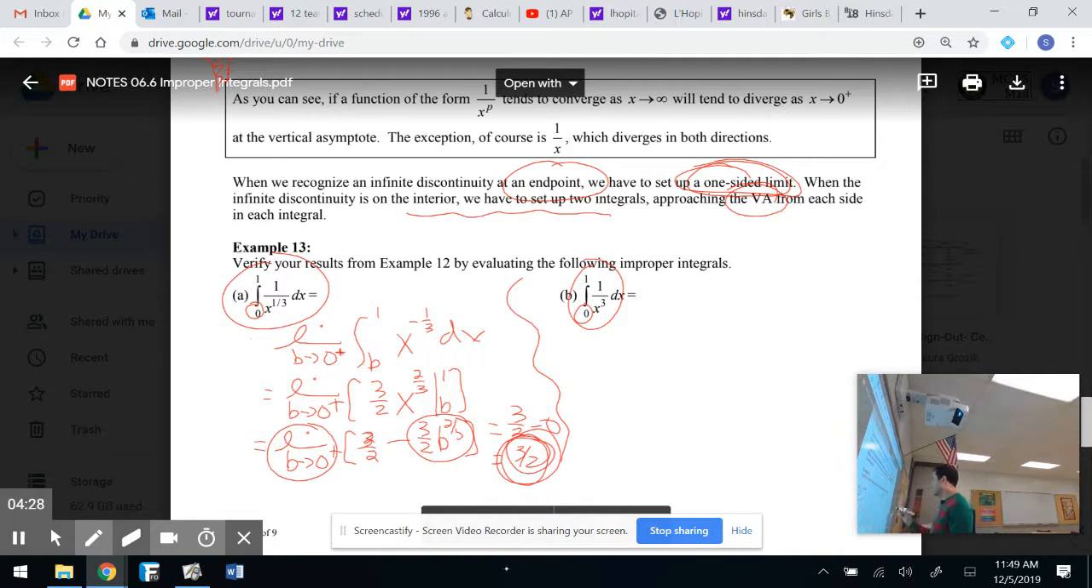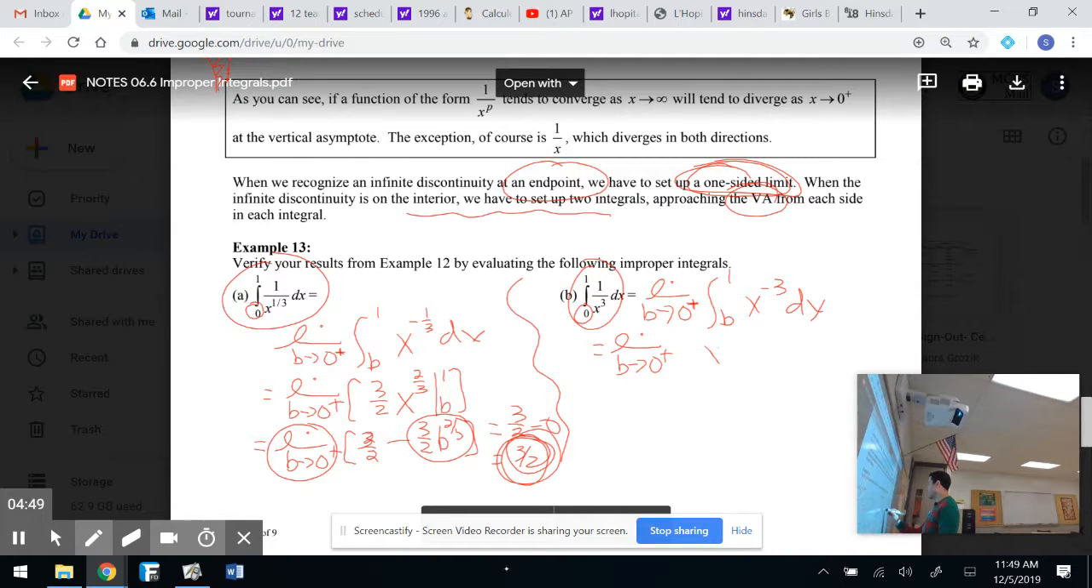So here we go. 0 once again messes that up, so we're going to go ahead and do a one-sided limit. Once again, we're going from 0 to 1. So that means I'm going to be coming from the right side of that asymptote, right? So that's why I have that one-sided limit there, and then we're going to go from b to 1 of x to the -3 dx. Okay, so then we got the limit as b approaches 0 from the right-hand side.